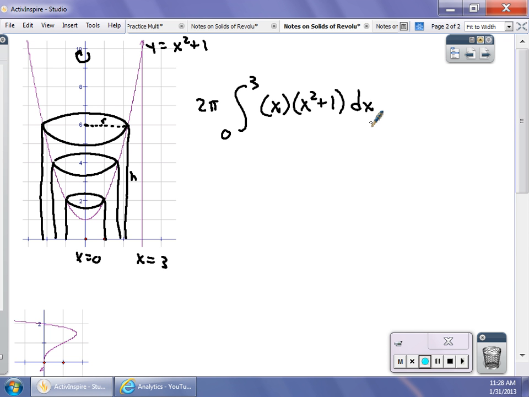Sometimes in the book, and sometimes on your tests and quizzes, I'll ask you to do it using shells, or I'll ask you to use discs or washers. When I do, I will specify that, and that's the easiest way. I will never make you do it the hard way. There's always an easy way and a hard way, and you have to decide which way is which. When I specify which way you're doing it, that's always the easiest way to do it.